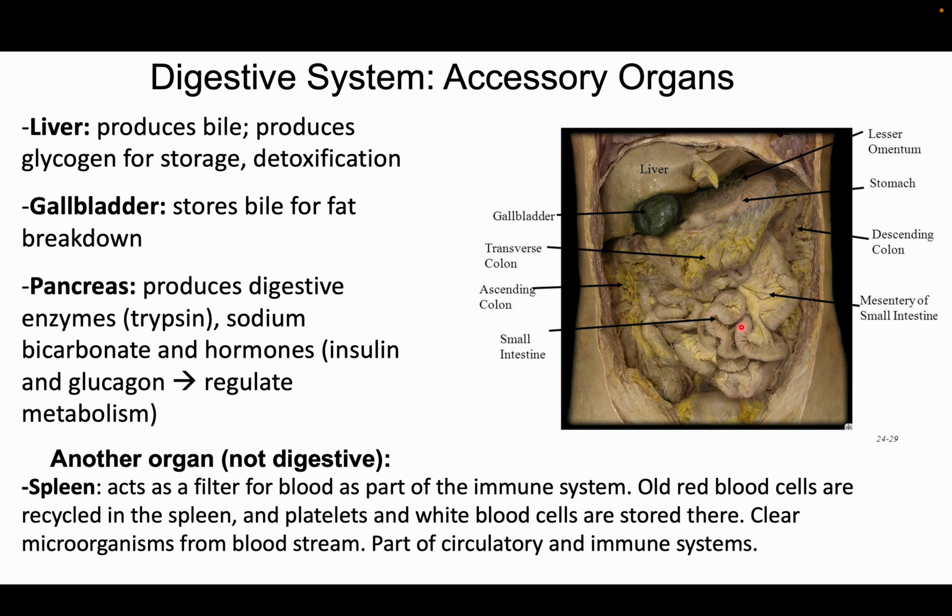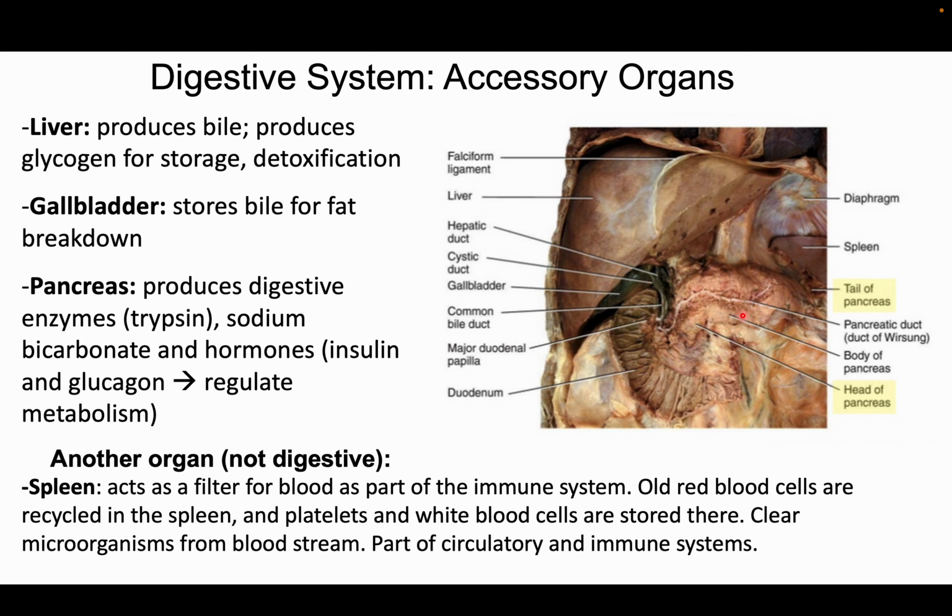If you remember, the small intestine is an organ that breaks down fats, carbohydrates, and protein. However, it doesn't make any of the chemicals or the enzymes that are needed to break down these macromolecules. Instead, it relies on the accessory organs. So it relies on the liver to make bile, and then bile is stored in the gallbladder before it's transferred into the small intestine to break down fats.